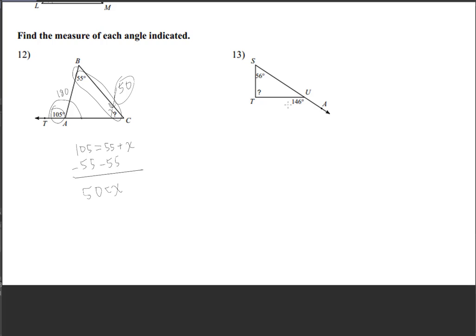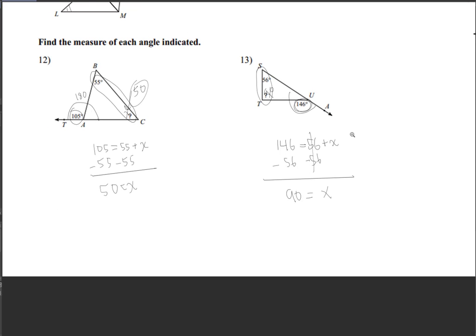Once again, this is another exterior angle theorem, where it says that this angle right here is equal to the sum of these two angles. So I have 146 is equal to 56 plus, I'm going to call that x again, because I don't like using question marks. It's a neurosis. Subtract 56, and I have x is equal to 90. Woohoo! So this is a 90-degree angle, evidently. Pretty cool, huh?